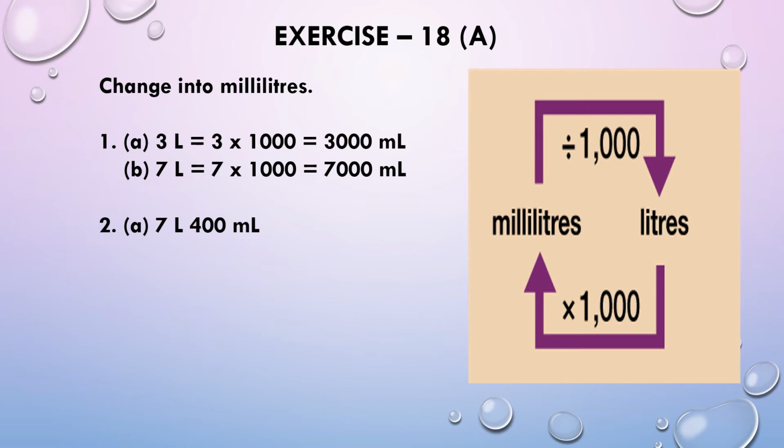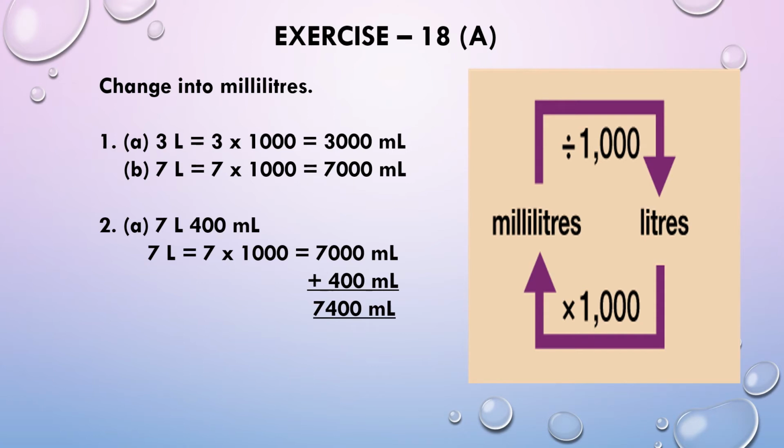So the part which is already in milliliter, that you don't have to change it, that you will add it. Only the liter part you have to change. Now 7 liter you will change into milliliters first. So 7 multiplied by 1000, it is equal to 7000 milliliters. Add 400 ml with it, you will get the answer 7400 milliliters.